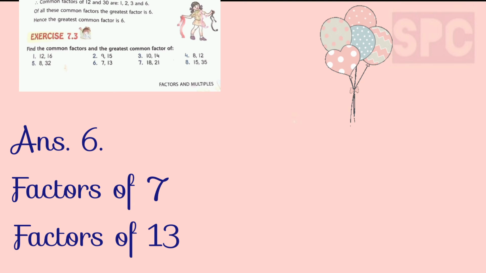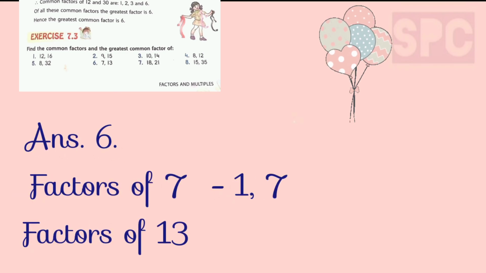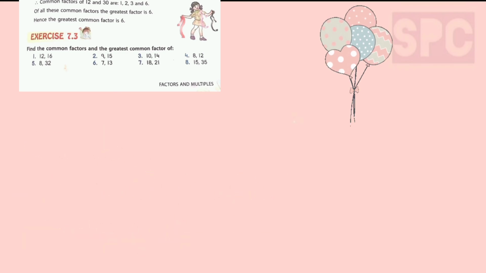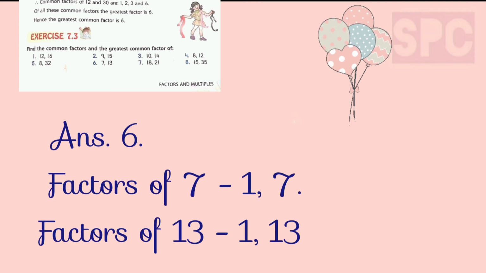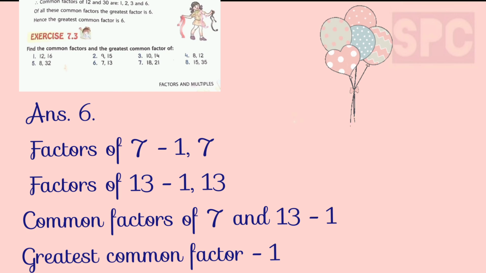Now 7 and 13, both of them are prime numbers. As we know that prime numbers have only two factors, one is 1 and the other one is the number itself. So the factors of 7 will be 1 and 7 and the factors of 13 will be 1 and 13, out of which we can see that 1 is the common factor of both 7 and 13, and since there is only one common factor, that common factor is the greatest common factor.